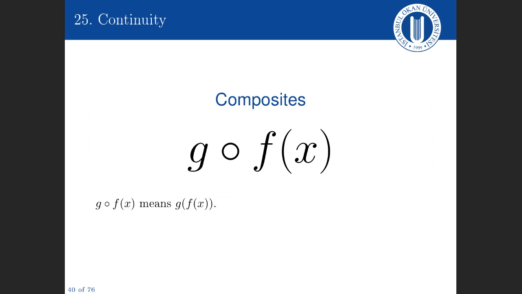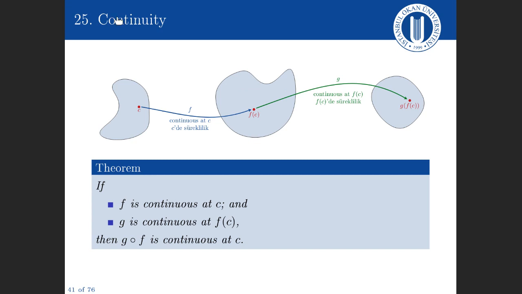We can do composites of two continuous functions. G composed of f means first, we calculate f of x, and then we calculate g of f of x. We could imagine a picture looking like this. We start at c. First, we do f to get to a number f of c, and then we do g to get to g of f of c. Let's suppose f is continuous at the point c, and let's suppose that g is continuous at the point where this green arrow is starting. We want g to be continuous at f of c. As long as these facts are both true, then g composed of f is continuous at c.